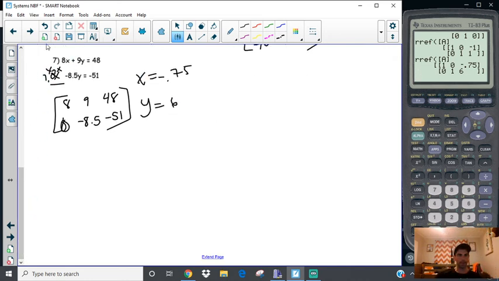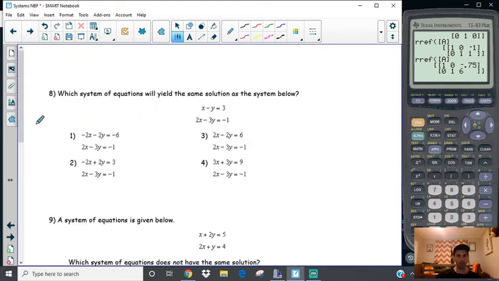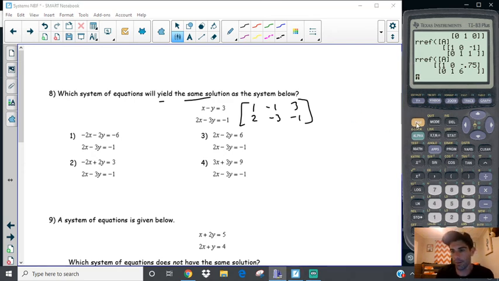All right, and I think I gave one more problem here. Yep. Okay, so sometimes they might give you as multiple choice, and that's when the calculator works the best. So it's saying which system will yield or have the same solution as the system below. So all you have to do is create a matrix here, 1, negative 1, and 3, 2, negative 3, and negative 1. Then get his matrix, find his solutions, 1, negative 1, and 3, 2, negative 3, and negative 1.